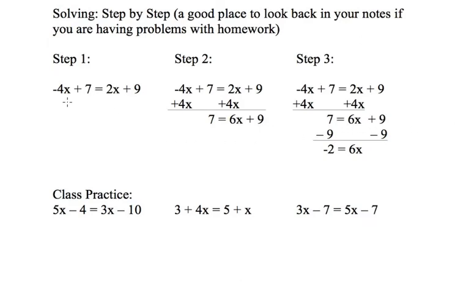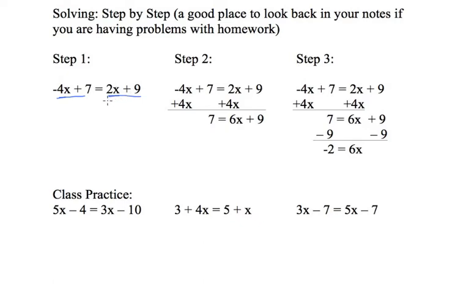So when I start this problem, the first thing I have to do is check. Is there any simplifying I can do with either one of these expressions? I have an expression here and an expression here. Can I distribute? No. Can I add like terms? No. Notice that I do have like terms, negative 4x and 2x, but since they're on opposite sides of the equal sign, I can't combine them. You only can simplify expressions on this side of the equal sign or this side of the equal sign.